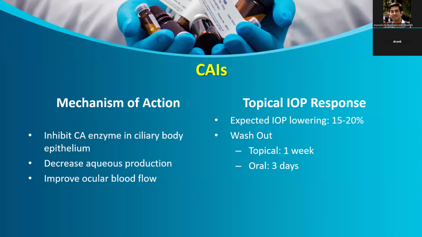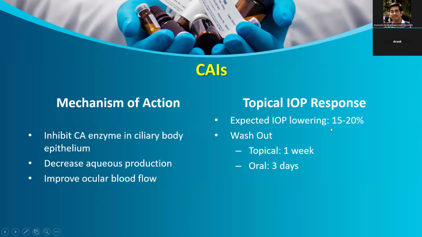Now coming to the mechanism of action. It is clear from their name, carbonic anhydrase inhibitors, that they inhibit the carbonic anhydrase enzyme. Both the topical and the systemic carbonic anhydrase inhibitors reduce aqueous humor formation. How do they do that? They inhibit the carbonic anhydrase 2 isoform in the epithelial cells of the ciliary processes. By inhibiting this, they decrease the formation of bicarbonate ions and thus decrease fluid accumulation in the posterior chamber. So that is the major mechanism of decreasing aqueous production. And additionally, they increase the ocular blood flow.